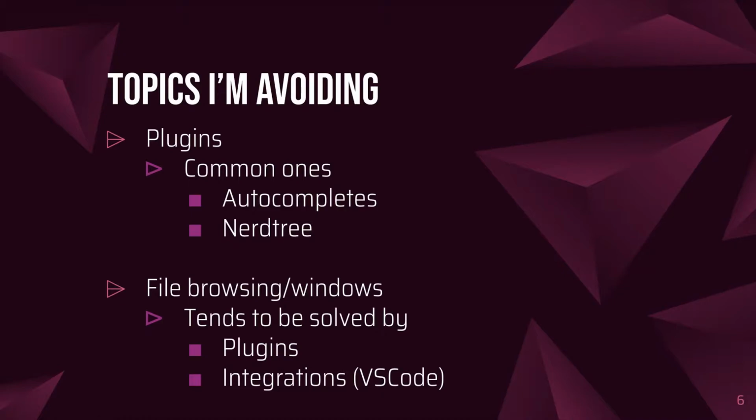Like I said, I use Vim with VS Code, so I haven't really had much need for plugins. It does all of the things that I would want from plugins, so I don't really know enough to provide any advice. Another thing is file browsing and windows. There are default Vim ways to browse files and do window management, but these are often fixed by plugins or by using integrations like VS Code. VS Code has its own file browsing system and window systems, so I don't really know enough to provide advice on that, but it is something you can explore later.